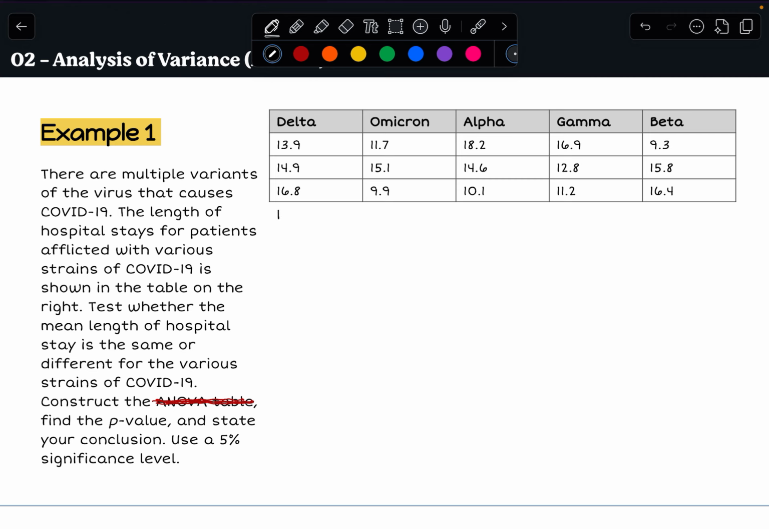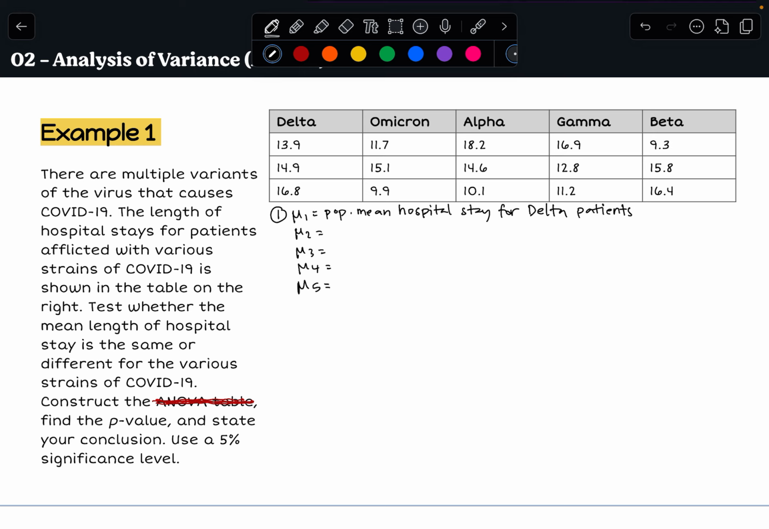All right, so state, we define our variables. So mean 1 equals population mean hospital stay for Delta patients. And then I've got 4 more groups. So mean 2, mean 3, mean 4, mean 5.